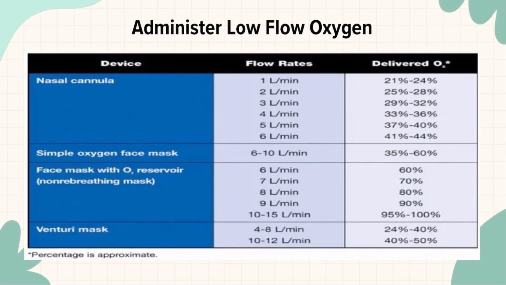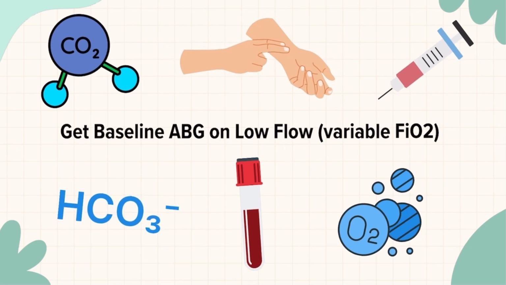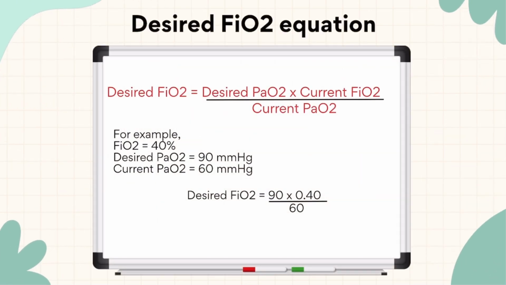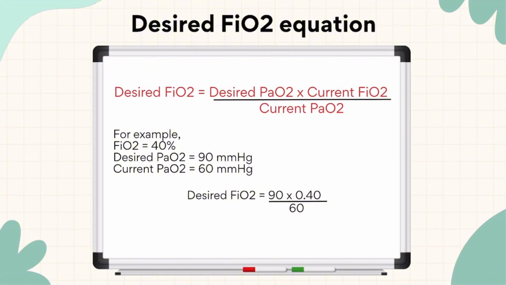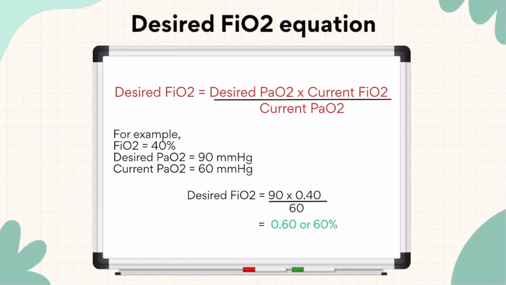To improve SpO2, we give oxygen to increase SpO2 and get a better PaO2. After a while, maybe about 30 minutes, being on a low flow device, we can recommend an ABG to get the patient's baseline. After analyzing the patient's ABG, whether it be a normal or chronic baseline, we should use the desired PaO2 formula to calculate the correct FiO2.